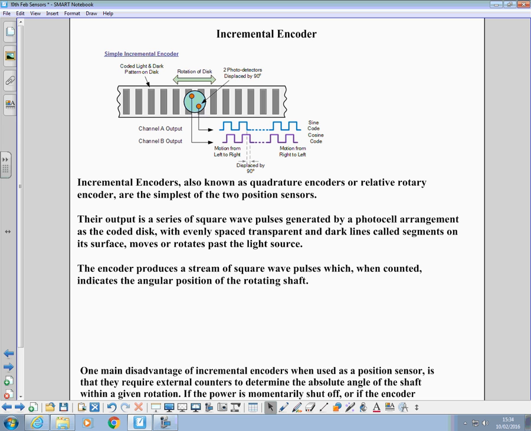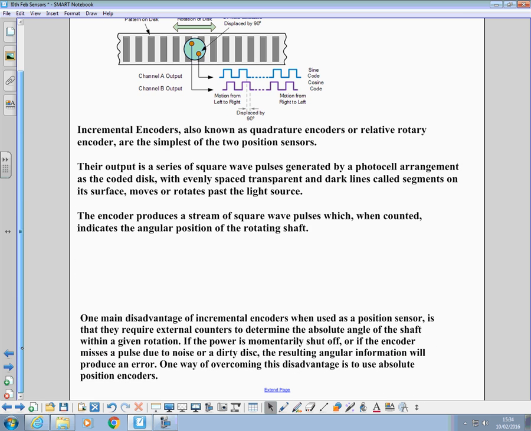So it counts the pulses, an incremental encoder does. From a given position, it counts how many it's gone. From that position, it knows how far it's moved from its last known position.